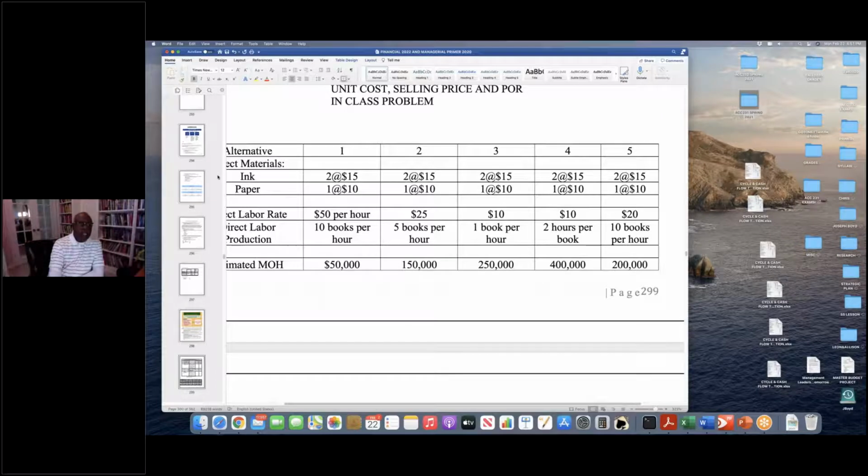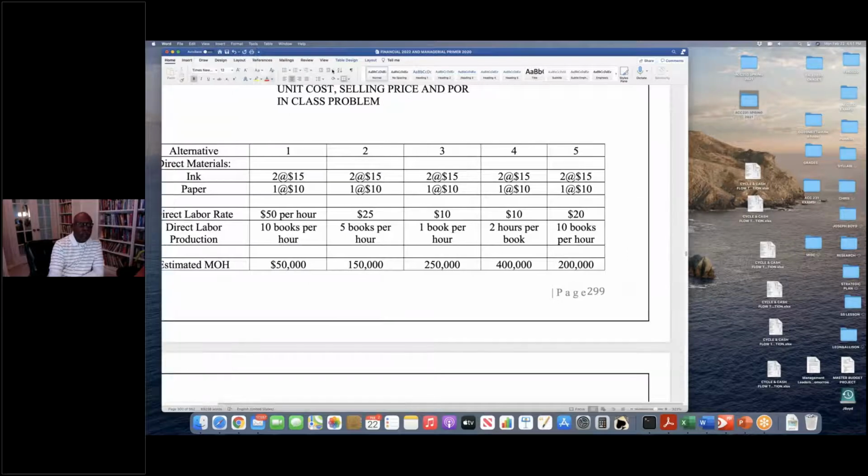And so here we have 5 situations. The ink is 2 at 15 each, and the paper is 1 at 10 to make the books. But our direct labor rate is 50, 25, 10, 10, and 20. The direct labor production is 10 books per hour, 5 books per hour, 1 book per hour, 2 hours per book, 10 books per hour.